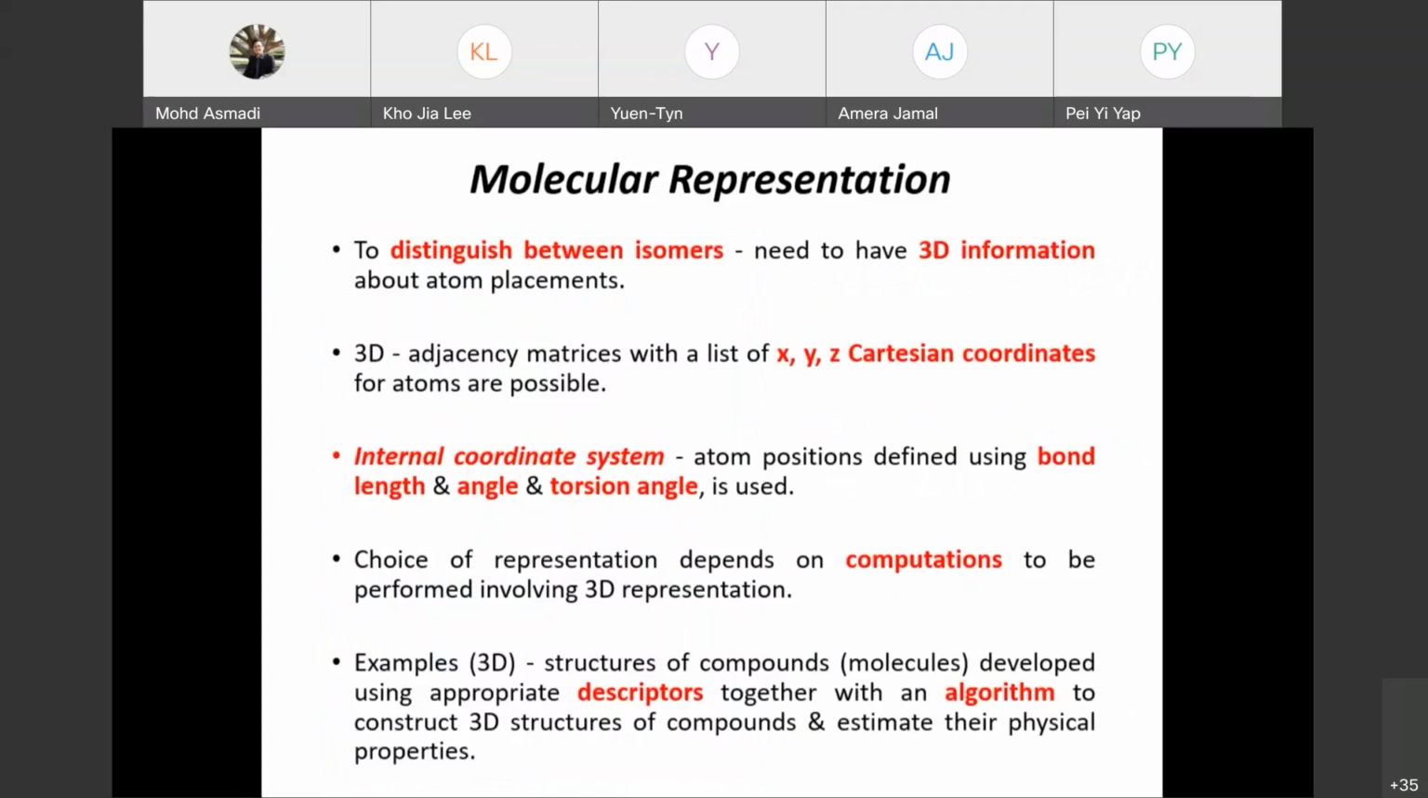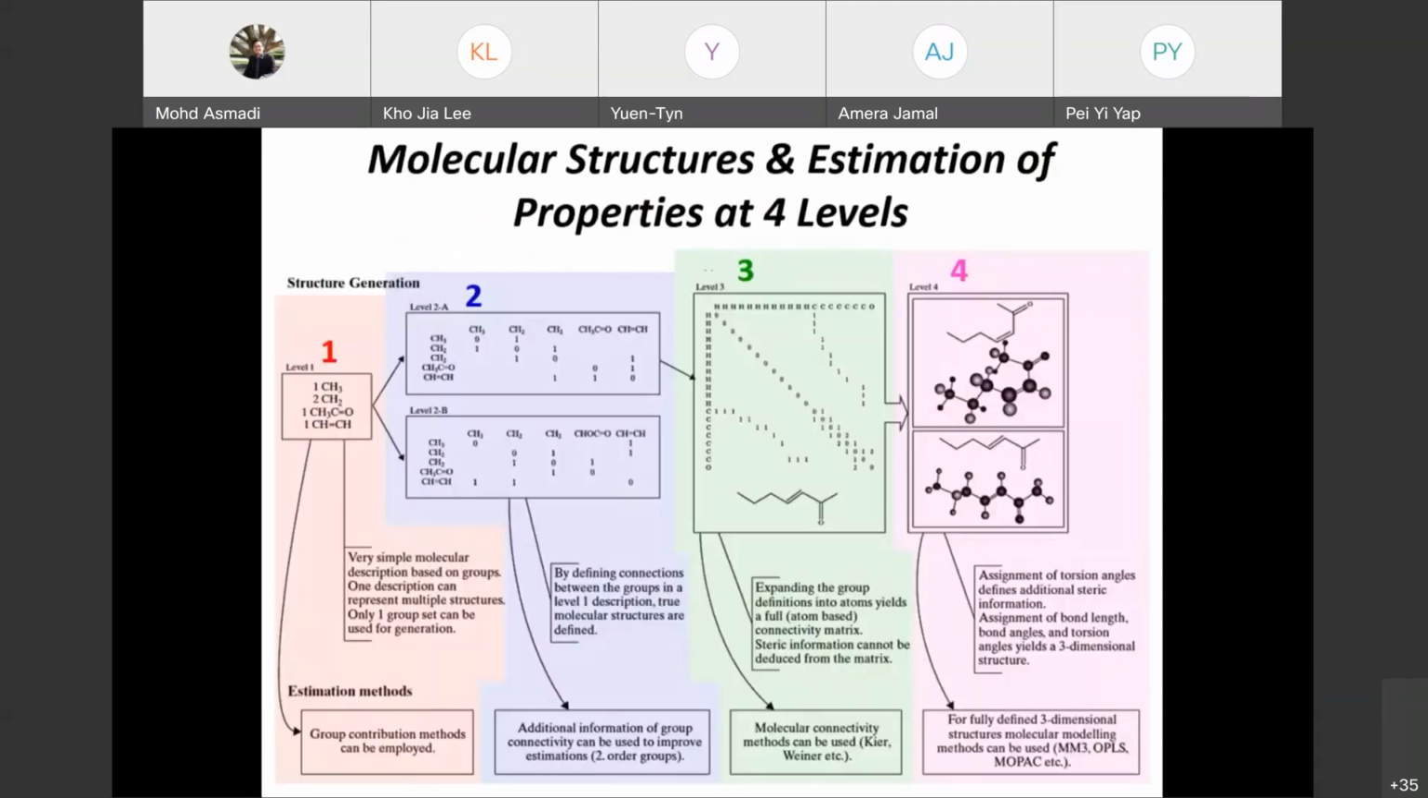Depending on the computation to be performed involving 3D representations, all this you need if you want to distinguish between the isomers. So let's see the representation of molecular structure and the estimations, because they have 4 levels.